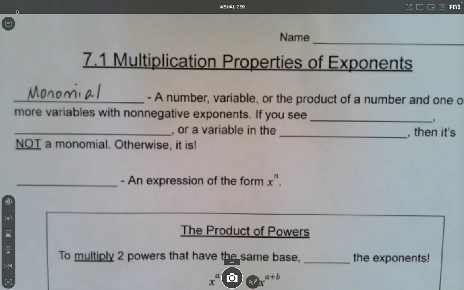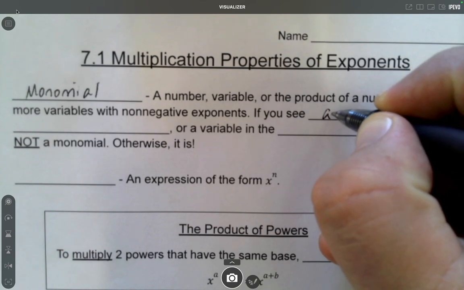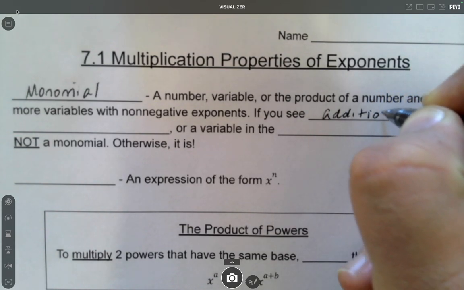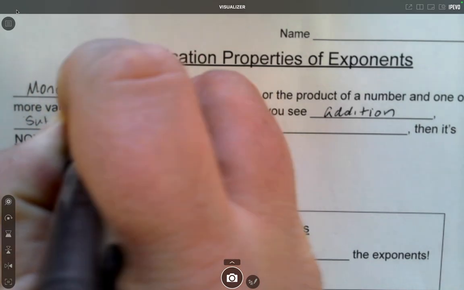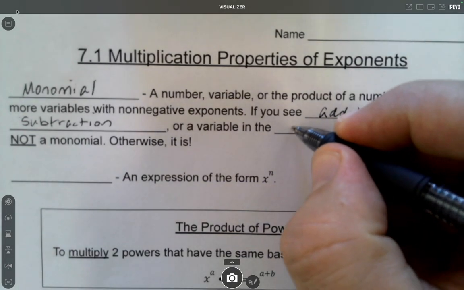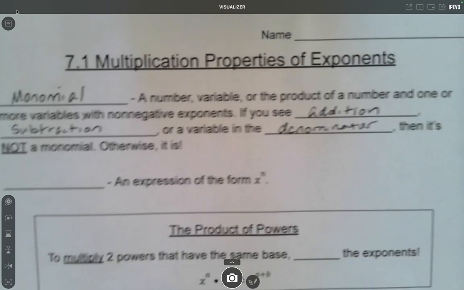Now, one term can mean just a number. It could mean just a variable, or the product of a number and one or more variables with non-negative exponents. So positive exponents are fine. It's okay if it's x squared or 3x squared, but you can't have negative variables. So another way to think about it is if you see addition, if you see subtraction, or a variable in the denominator, then it's not a monomial.